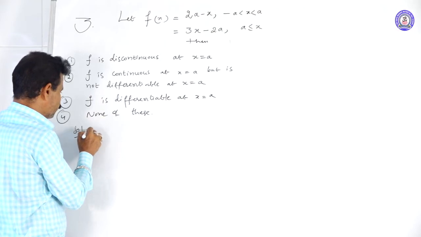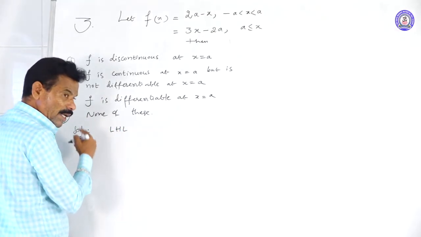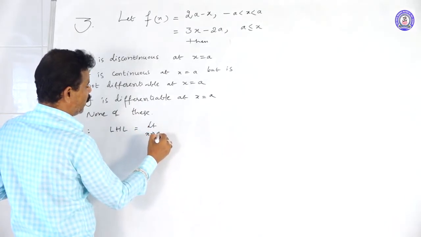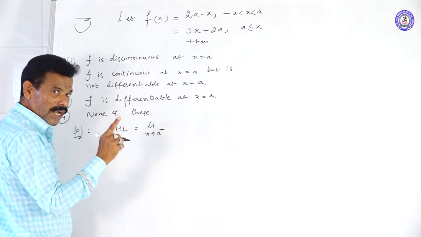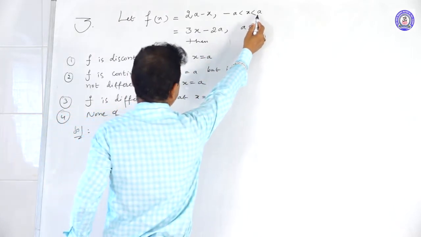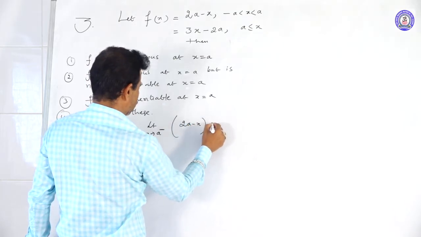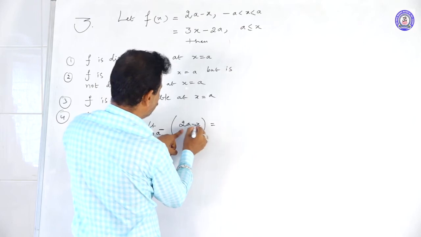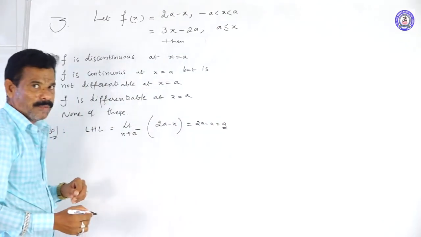Solution. Here left hand limit, LHL, limit x tends to a minus. So a minus is the left hand limit, below a. Below a means this function, it is 2a minus x. So we apply a here. 2a minus a is equal to a. This is the left hand limit.